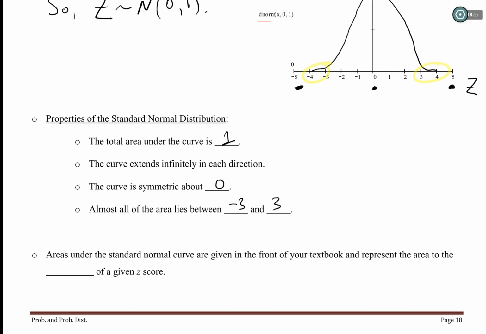What we're going to do is we're going to use a table from your textbook. In the front of your textbook, it gives us areas to the left of a given z-score. Okay, and we're going to look at some examples that illustrate that.